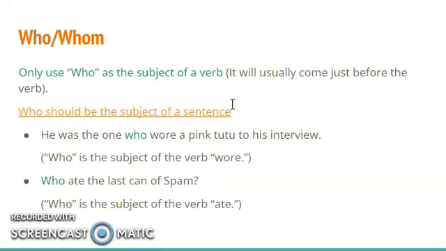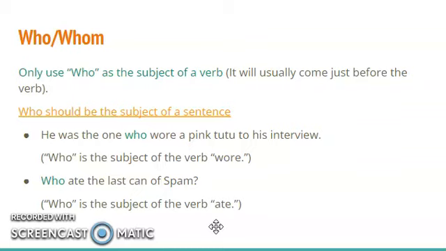And it usually comes just before a verb. So who should be used as the subject of the sentence. He was the one who wore a pink tutu to his interview. Okay, who is doing the action of wearing the pink tutu? So who is the subject of the verb wore? And here we have another example. Who ate the last can of Spam? Who is the subject of the verb ate?